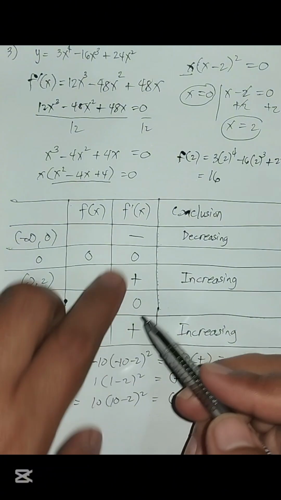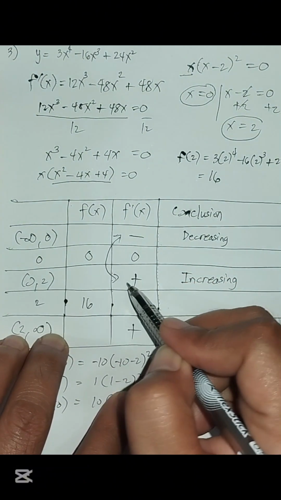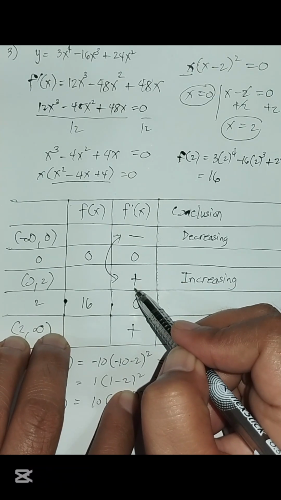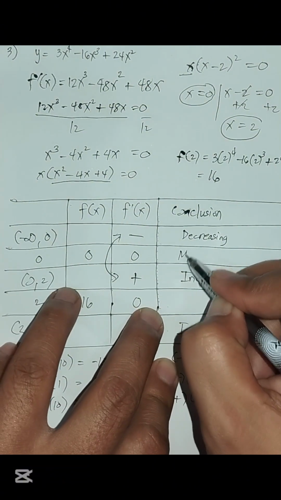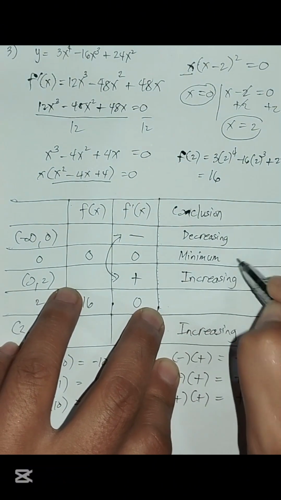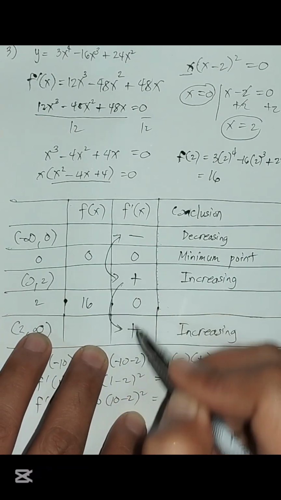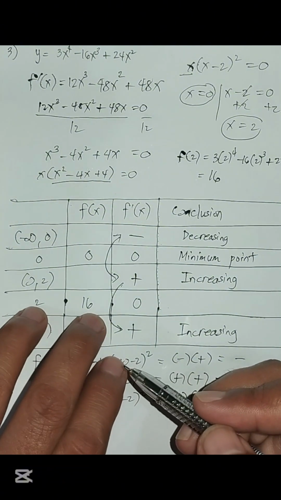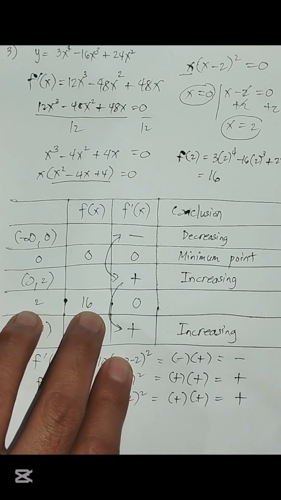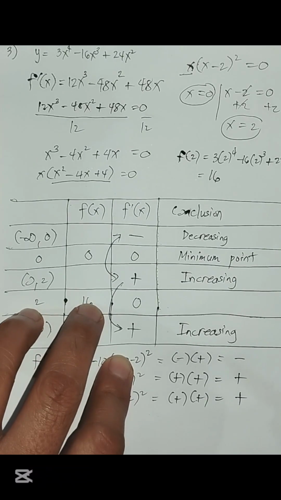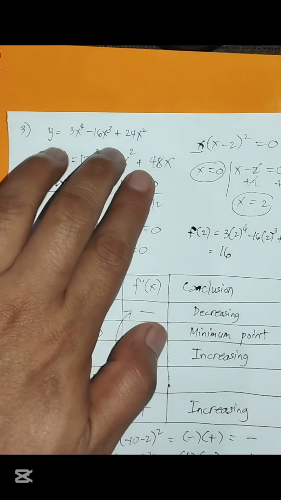So we have a change of sign in this interval, from negative to positive. This means 0, 0 is a minimum point. But for this part, we have positive and also positive. Therefore, the point 2, 16 is not a maximum and also not a minimum. So maybe this is a point of inflection. Therefore, we only have one minimum point for this function.